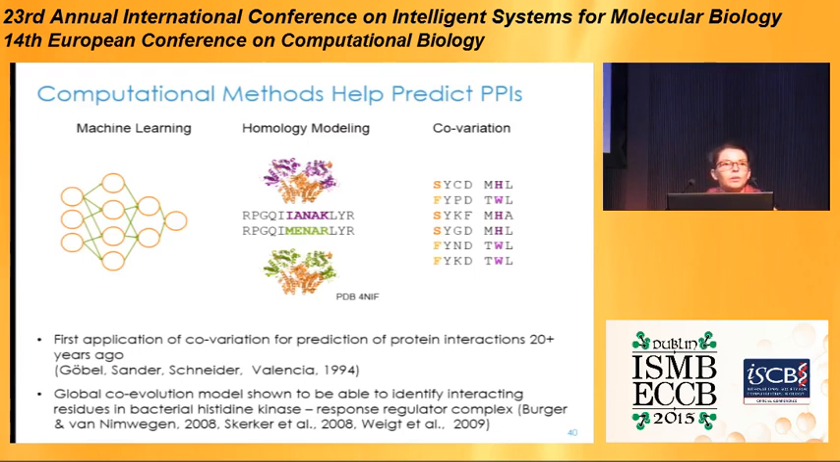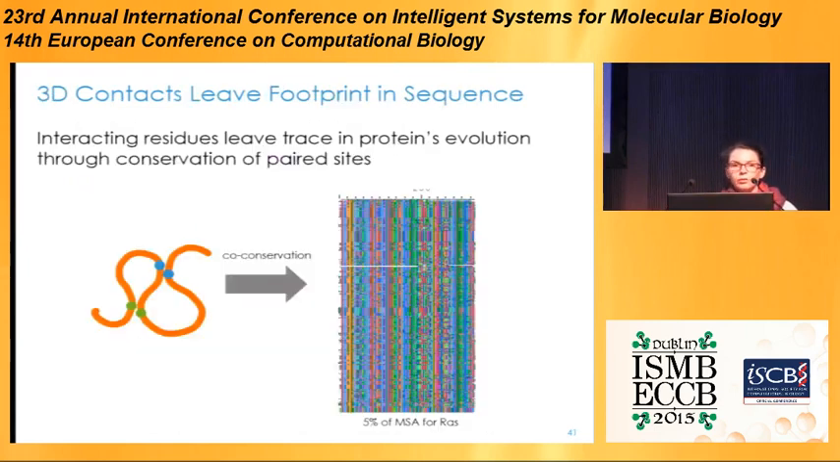And there are a few people who did that already more than 20 years ago, but had issues with availability of sequences and transitive contacts. And then a few years back, another group of people showed that you can actually use a global model instead of just looking at those positions independently to get rid of transitive contacts that you predicted before. So how does it really work?